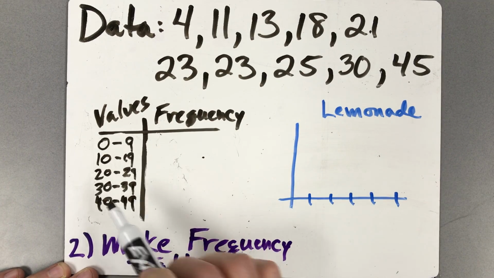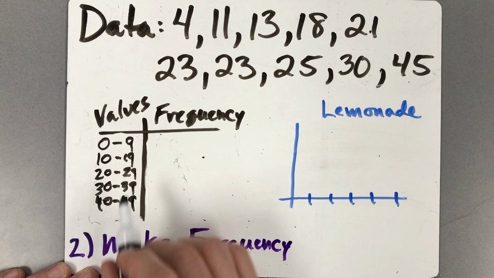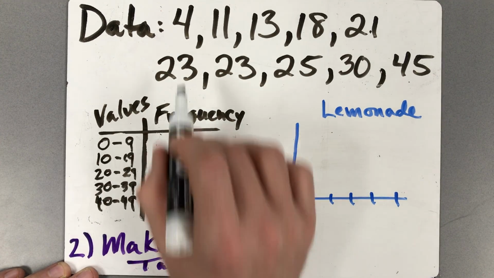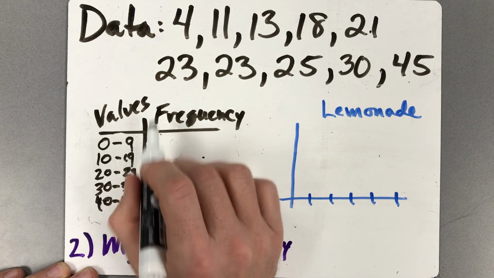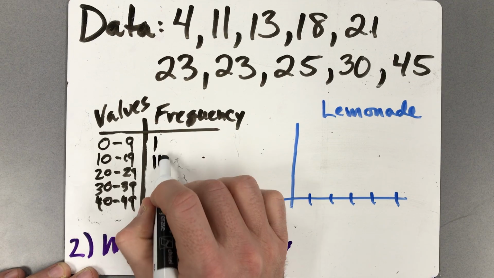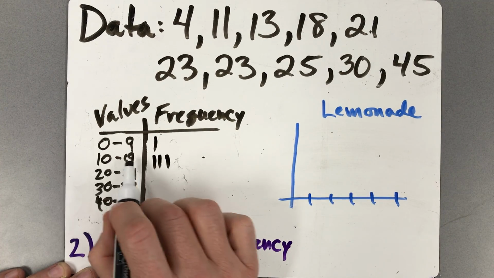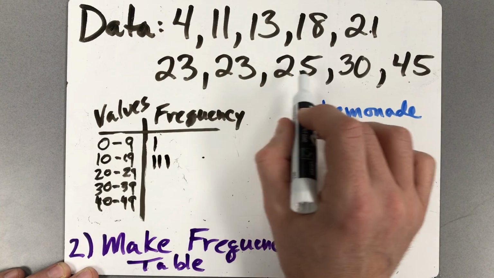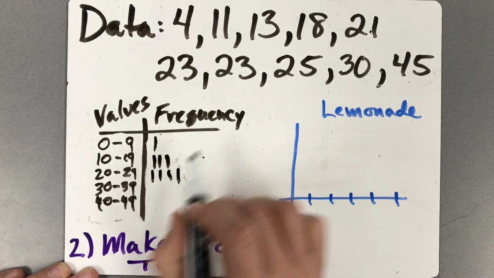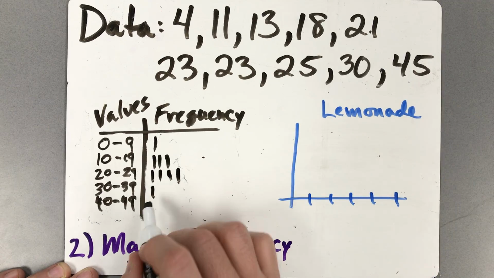All this data will fit in those 5 classes. Then I want to try to find out how often these data values fall in each of these intervals. There's one single value at 0 to 9, so I got a 4 here, which falls under this one. 11 and 13 and 18 all fall under the teens from 10 to 19. 21 through 25, that's 4 numbers, 1, 2, 3, 4, that fall in the 20s. And then I've got 30 and I've got 45.